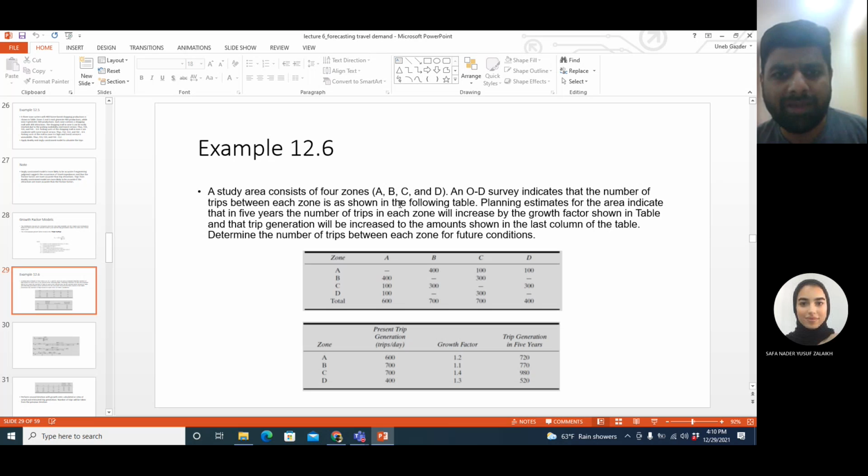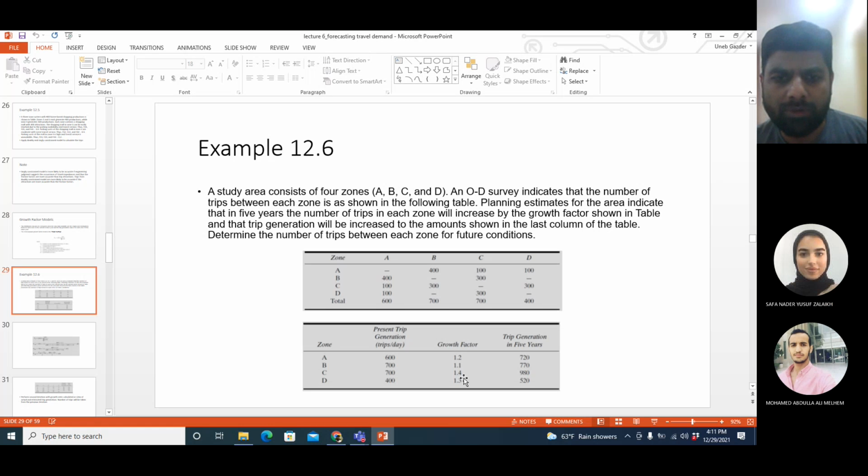Okay, so we have a study area which has 4 zones A, B, C, D. The origin destination for the current year is given, this first table, with the number of trips. For the next 5 years, the growth factor is given. So you multiply 600 with the growth factor, and you will get the trips for the future. This is how we are doing it. The growth factor is multiplied with the current number of trips, and you will get the future number of trips for that zone.